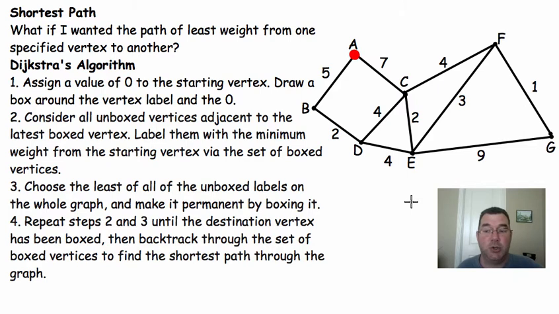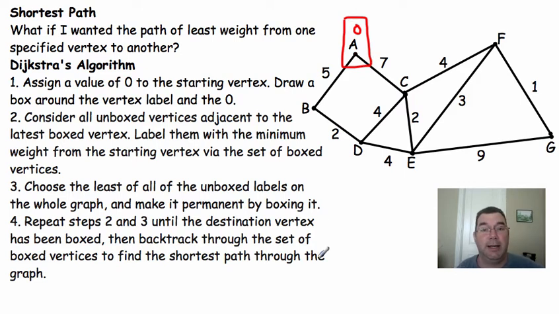I just need to find the shortest path that gets me from vertex A to vertex G. So here's what I do. I use my pen and I assign a weight of 0 to my starting vertex, because that's the shortest path it would take to get from A to A. I wouldn't have to go anywhere. So that's a weight of 0. And I'm going to draw a box around it, meaning that I have found the shortest path from A to A, and it is just to stand still.